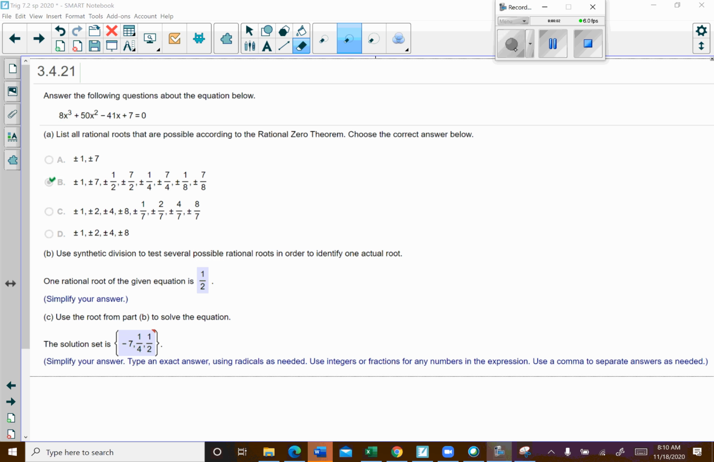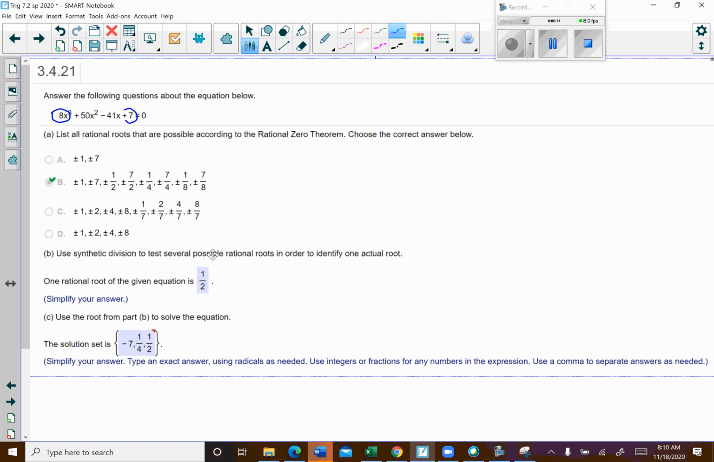Okay, so on this example, the first part's just listing the possible rational solutions. And so you did that here by putting all the multiples of 7 divided by all the possible multiples of 8. And that's where you got answer B. So then part B is go ahead and start plugging these in. And it looks like you got to 1/2 and that worked for you. And so I'm going to go ahead and try that.